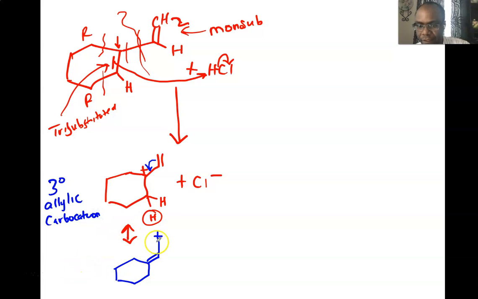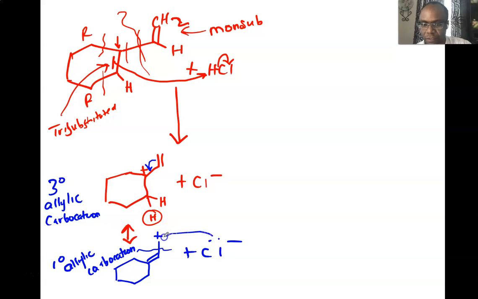After the resonance, I get primary because the C plus is bonded to one other R group, which is this whole mess down here. This is primary, but it's still going to be an allylic carbocation. Okay, so which of these is more reactive? Now, if the Cl comes to attack this, this is the product you get from the resonated carbocation. Okay, remember there's a CH2 here. There's a CH2 there. There's a CH2 here. It's the same CH2 here.